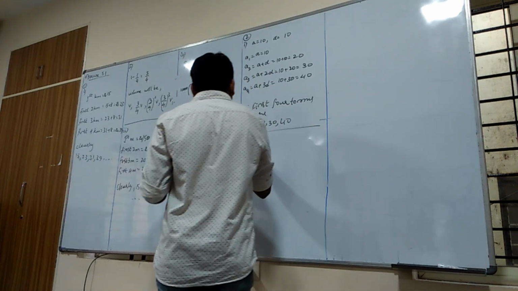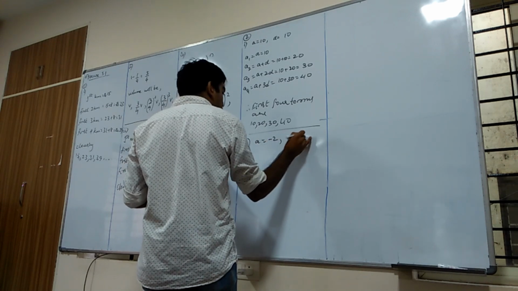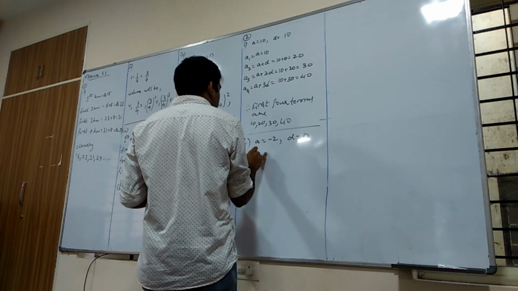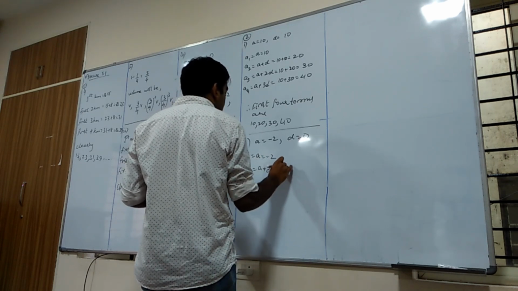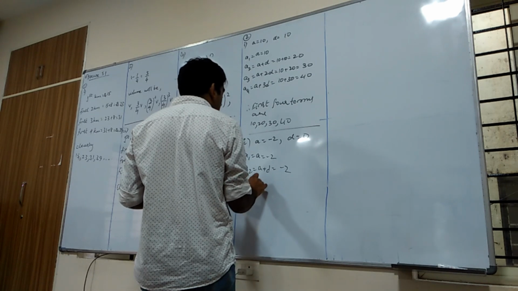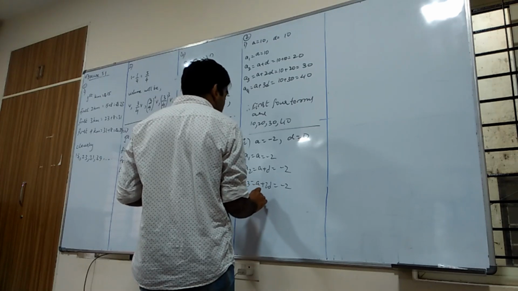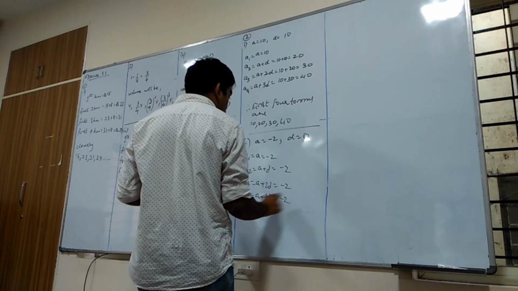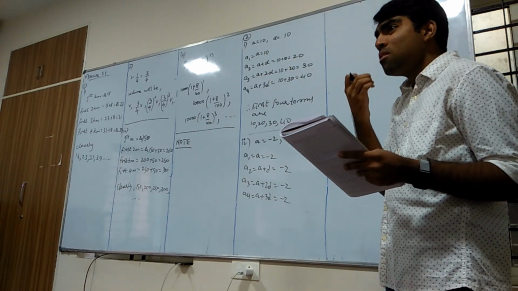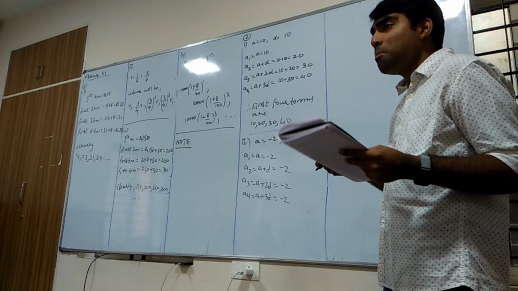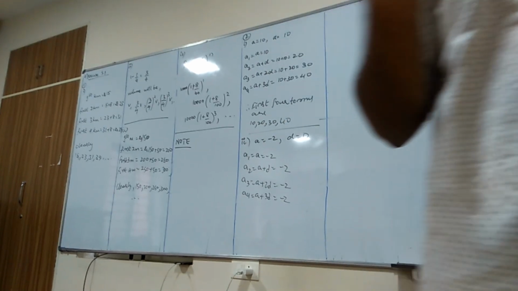In a similar way, a is equal to minus 2, d is equal to 0. A1 is equal to a, which is minus 2. A2 is a plus d, which is minus 2. A3 is a plus 2d, which is minus 2. A4 is a plus 3d, which is minus 2. You can write the conclusion. Did I ask you people to write?